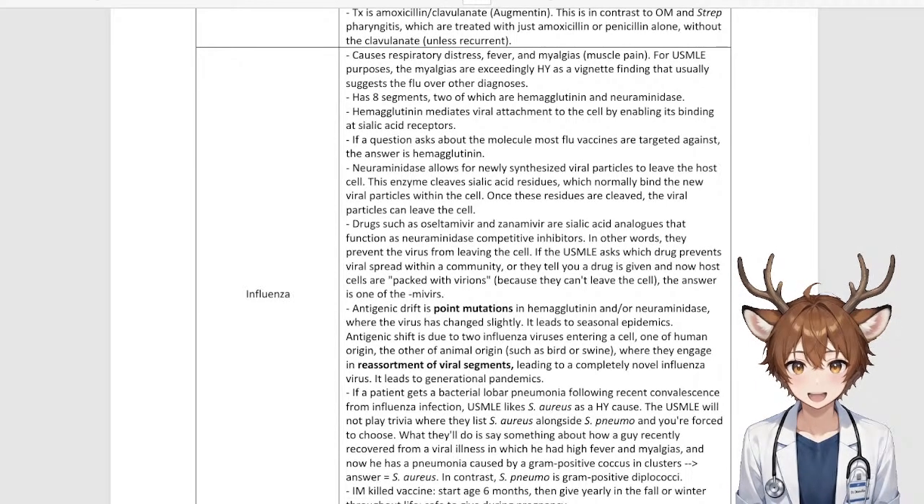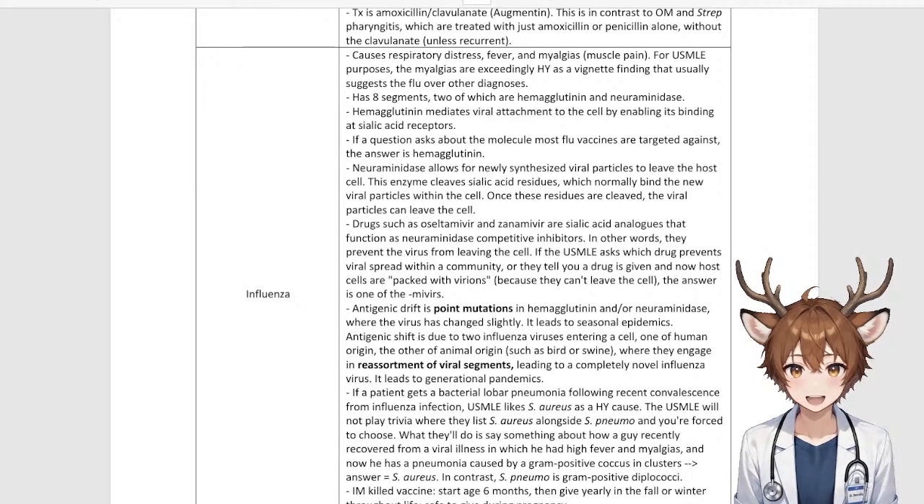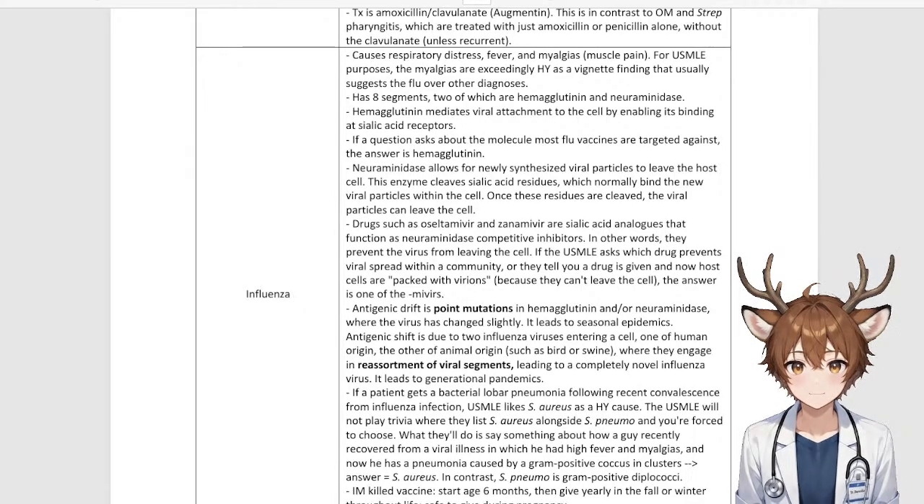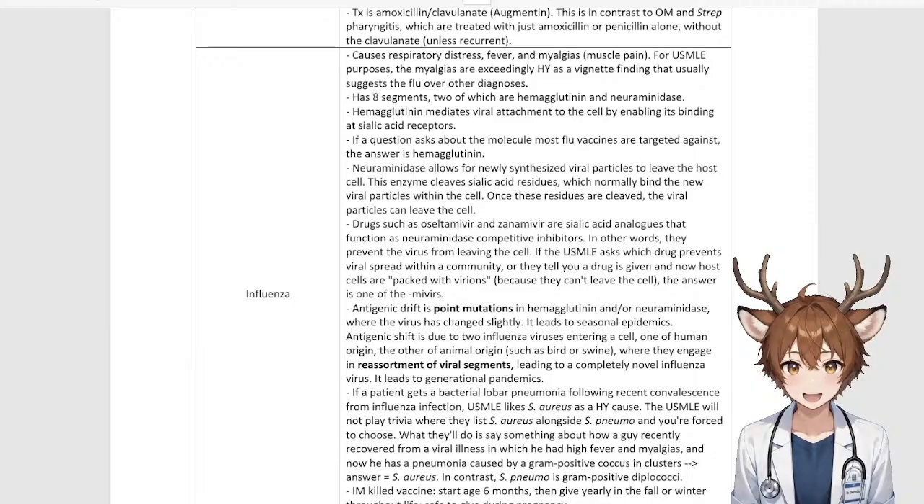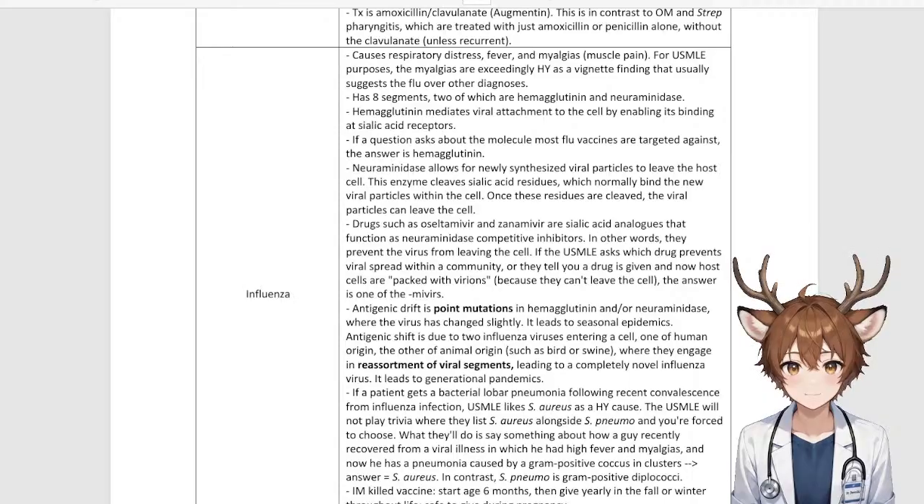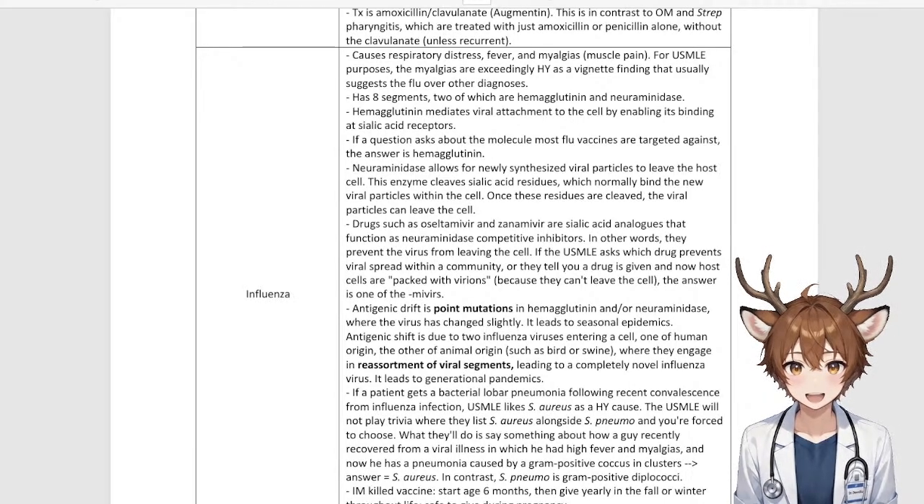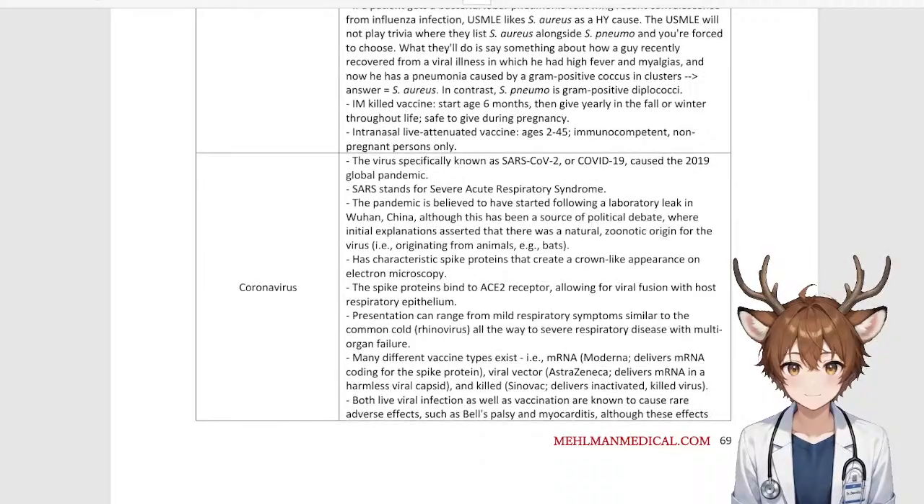For vaccines: the IM, intramuscular, killed vaccine starts at age 6 months. They give it yearly in the fall or winter throughout life. It is safe to give during pregnancy. The intranasal live attenuated vaccine is for ages 2 to 45, immunocompetent non-pregnant persons only.